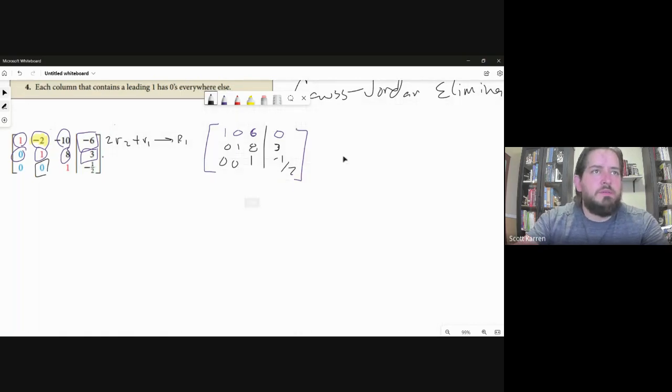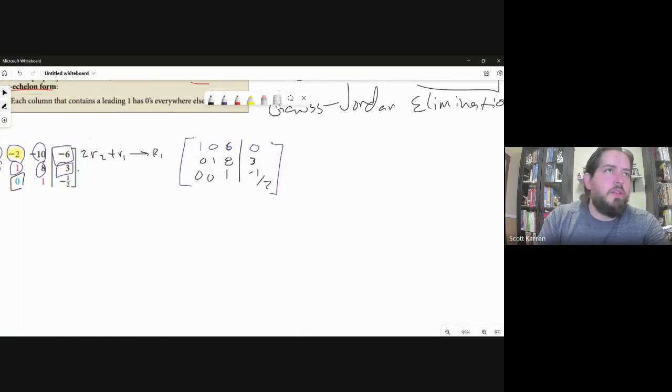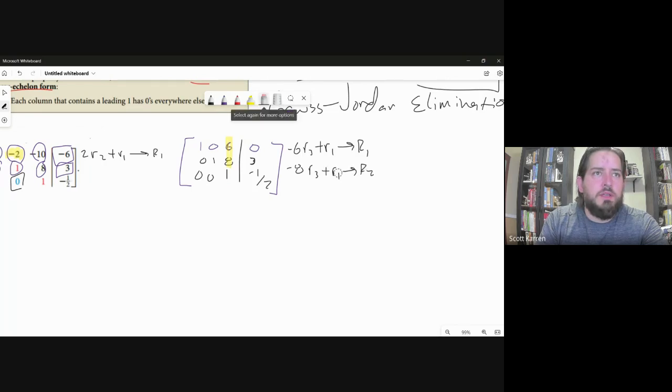So continuing on, the next thing that I want to do is zero out this 6 and this 8, and I can do that at the same time by taking -6 multiple row 3 and adding that to row 1 to become my new row 1. And I can take -8 multiple of row 3 and add that to row 2 to become my new row 2.